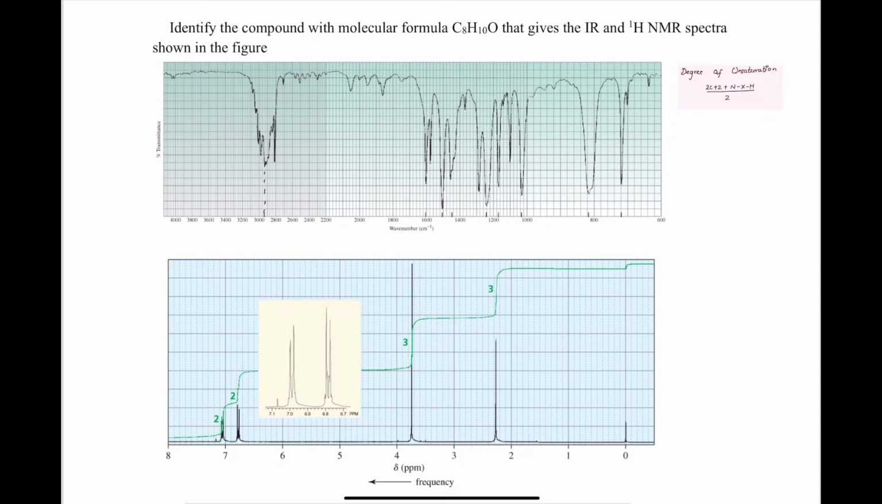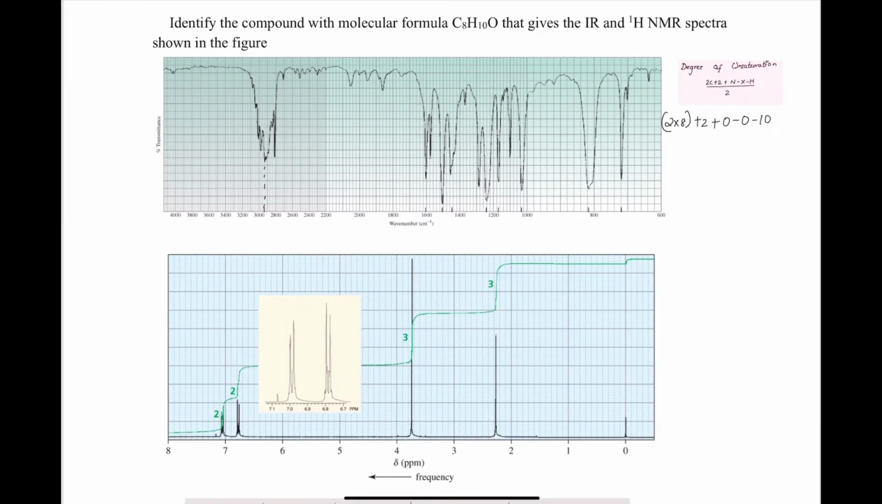So 2C plus 2 plus nitrogen minus hydrogen, divided by 2. Using the formula, it's going to be 2 times 8 plus 2. There are no nitrogens, so 0, no halogens, 0 again. And the number of hydrogens here is 10, and the whole thing divided by 2. So it's going to be 16 plus 2 minus 10, divided by 2. That's 8 by 2, which is 4. So this compound has a total of 4 degrees of unsaturation.